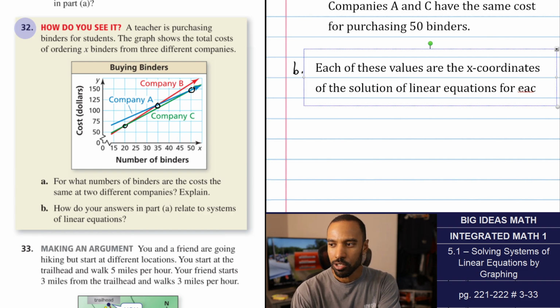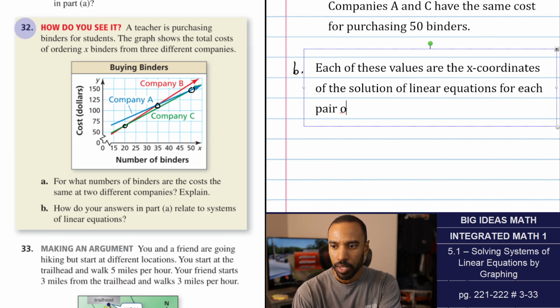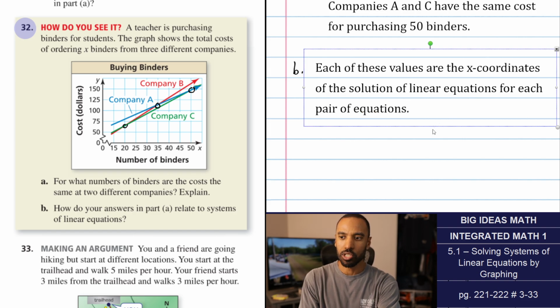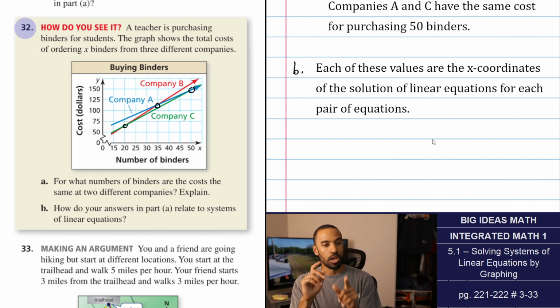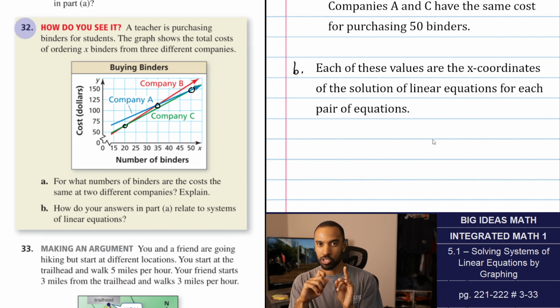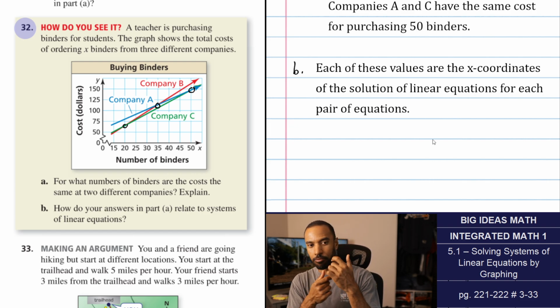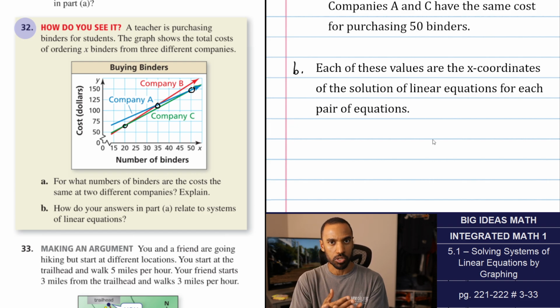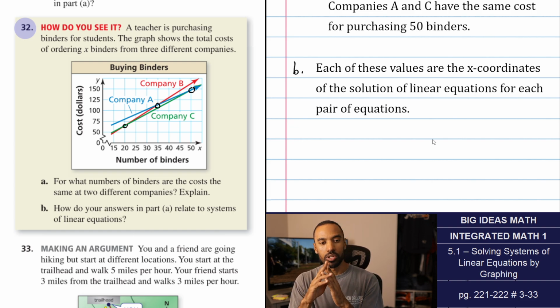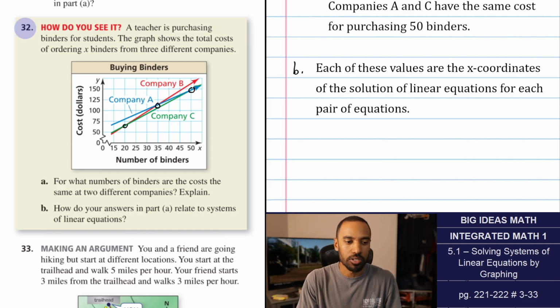So here's the thing. This is not a solution to the system of 3. There is no XY that is a solution to all 3 at the same time. There's only one solution for one set at a time, for a pair. Companies A and B, boom, there's a solution. Companies B and C, boom, there's a solution. A and C, boom, there's a solution. There's nothing that's a solution to all 3 at the same time. So keep that in mind. That's why I'm saying for each pair of equations.